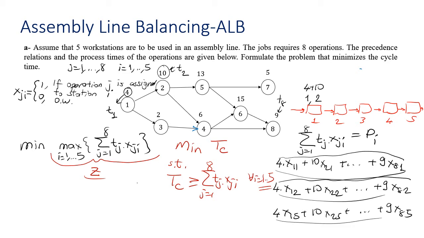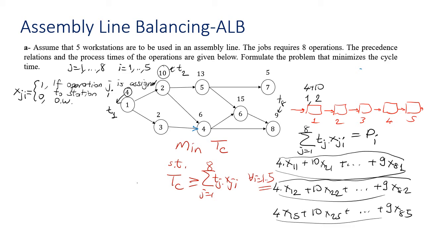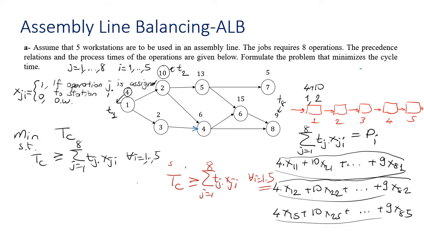So let me write it here, the final model. We are minimizing the cycle time such that this cycle time should be greater than or equal to each one of these processing times, Tj times Xji, for all i from 1 up to 5. Okay, so this is the objective function, the linearized version of the objective function.